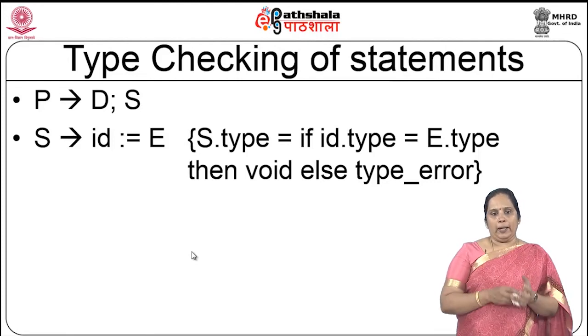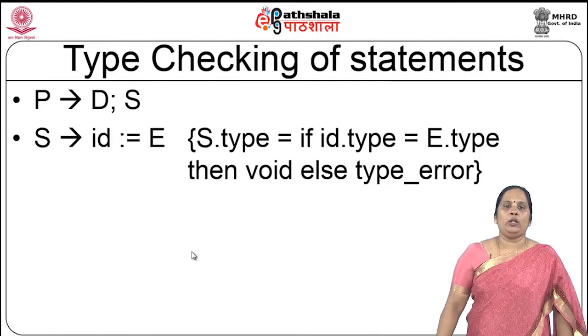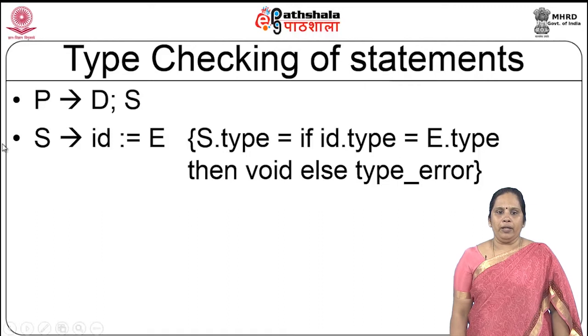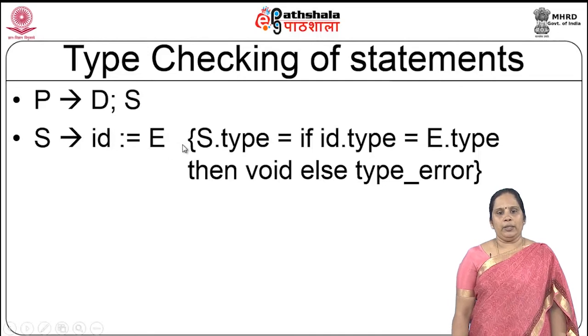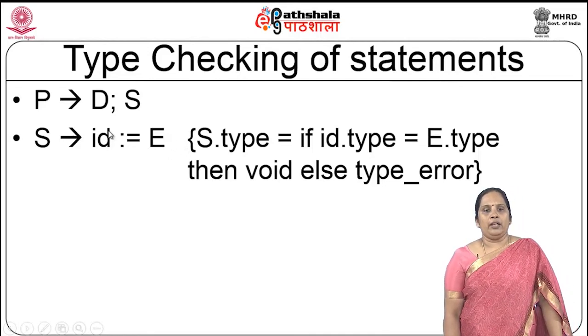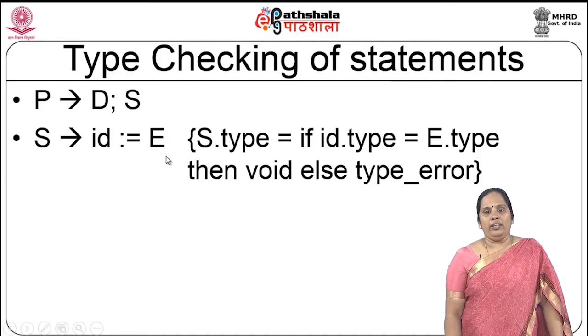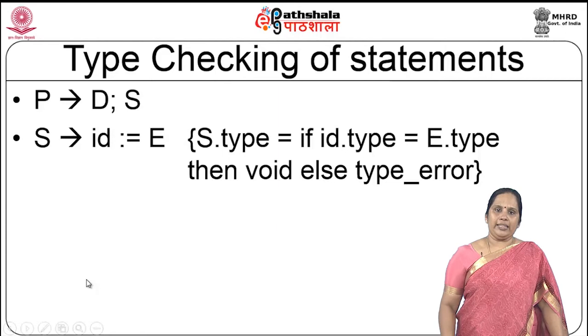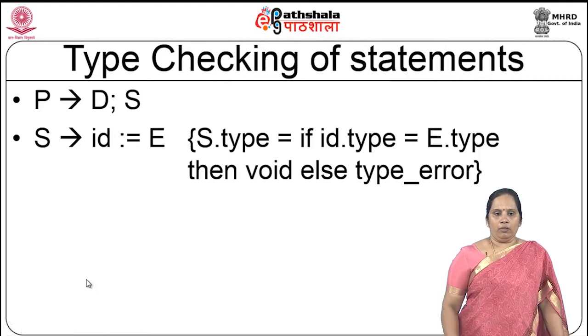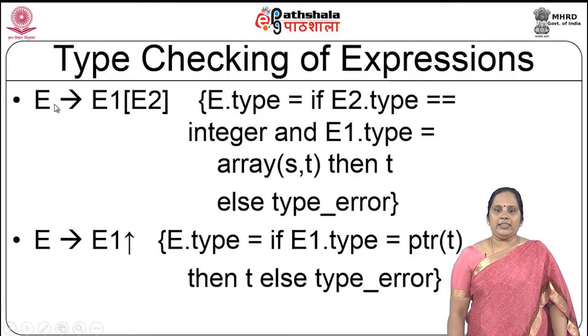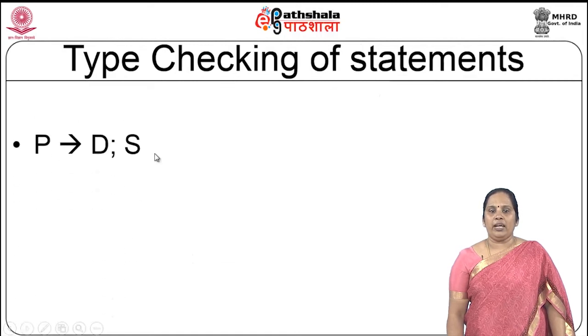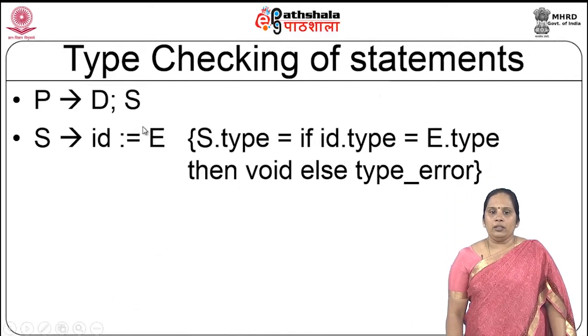Now let us take a simple example here. S produces ID := E. This is the simple production where the LHS is a non-terminal and the RHS is an expression. So this is a typical scenario. What will I check here? If ID.type is equal to E.type, meaning that this expression will return a type. How? It will return a type depending upon how we have already assigned it. The previous type checking rules assigned a type to the expression E, and now this is available as the RHS of this particular statement.